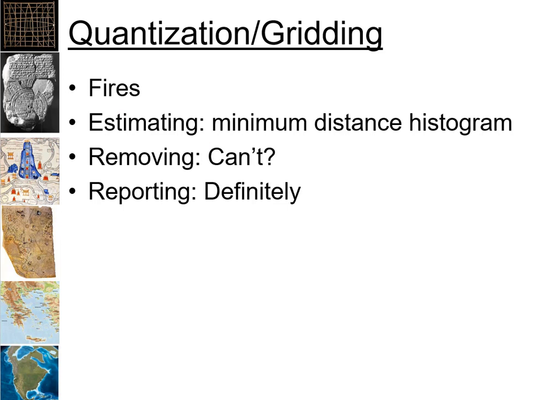This is called quantization or gridding. Happens with fire data as well as other types of data. Best you can do is estimate the amount of it using a minimum distance algorithm and then create a histogram. Can't really remove it that I know of. It's there, and you definitely want to report it.